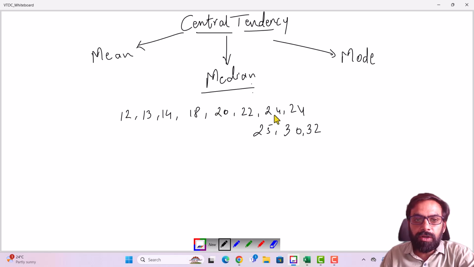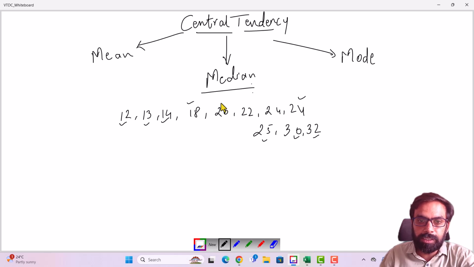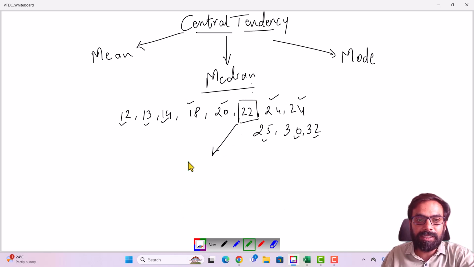Now, if I arrange all of them in ascending order, and fortunately for me, all of them are already in ascending order, right? So 12, 13, 14, 18, 20, 22, 24, 24, 25, 30, and 32. Correct. Now, median is nothing but the middle term over here. If I try to reach the middle term: the first term, the last term, the second term, the second last term, the third term, the third last term, the fourth term, fourth last, fifth term, fifth last, and now I'm left with the mid value, which is 22. So this is my median.